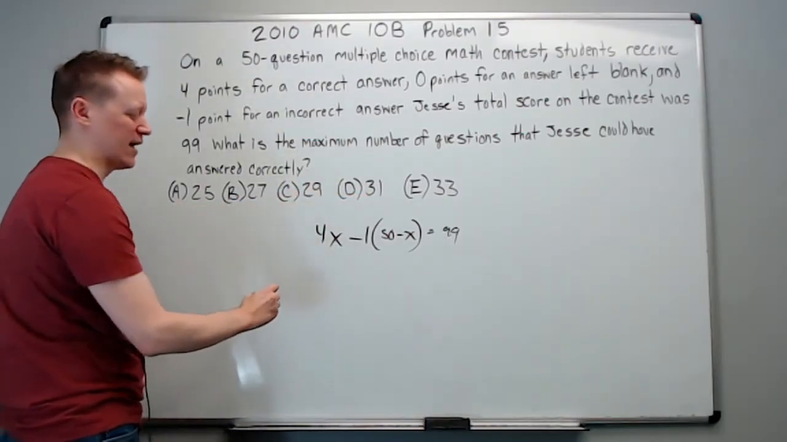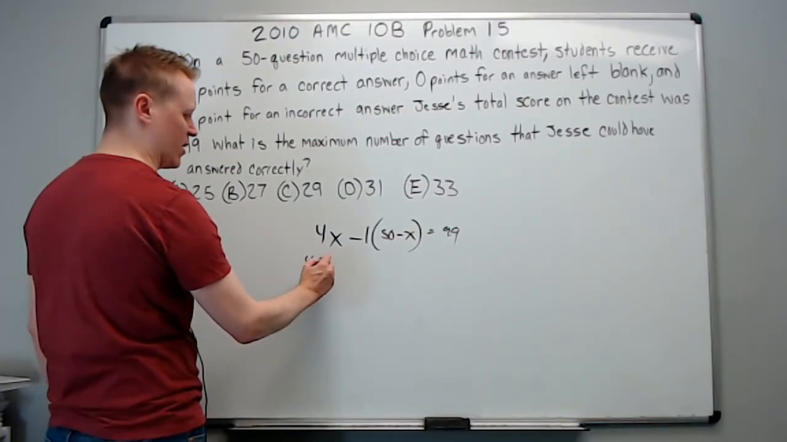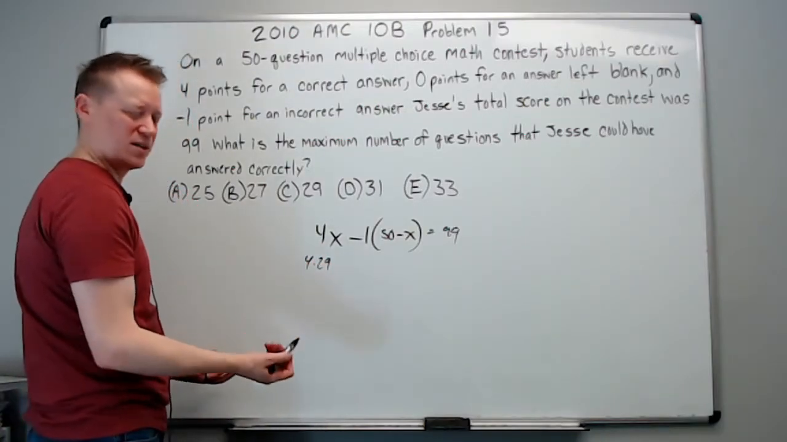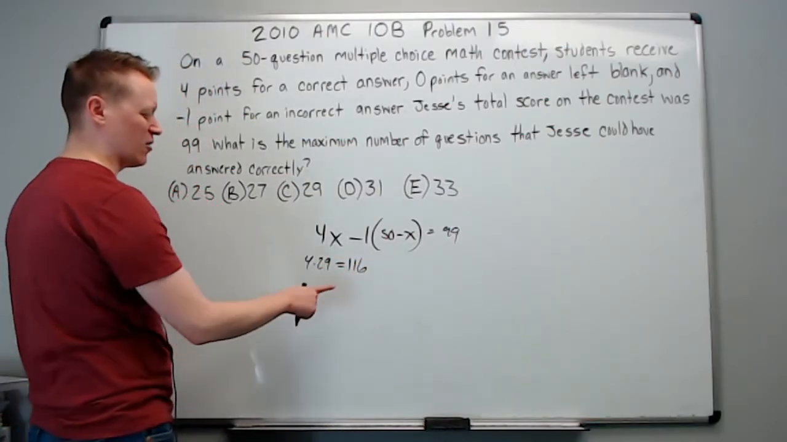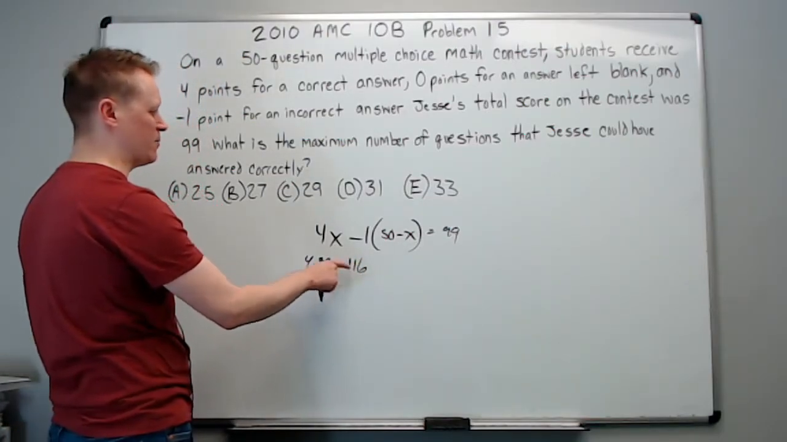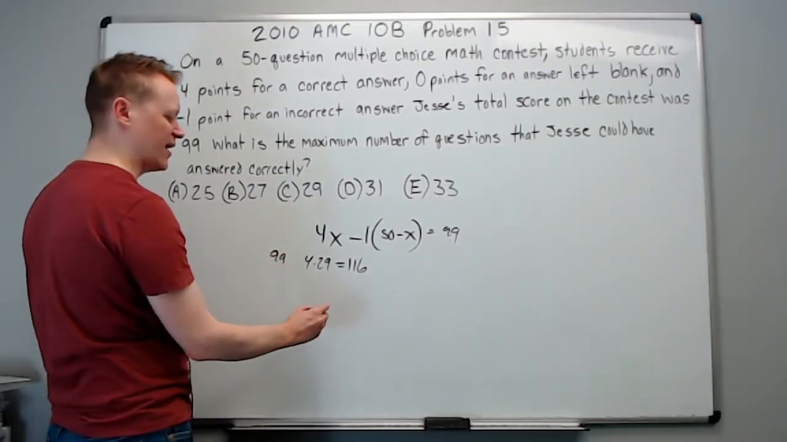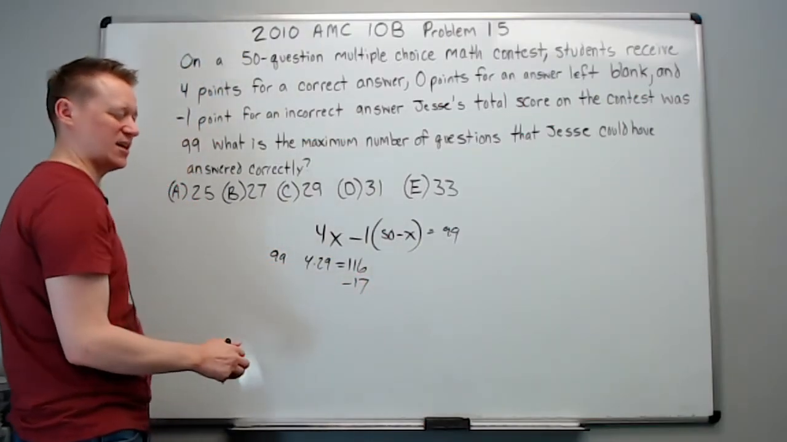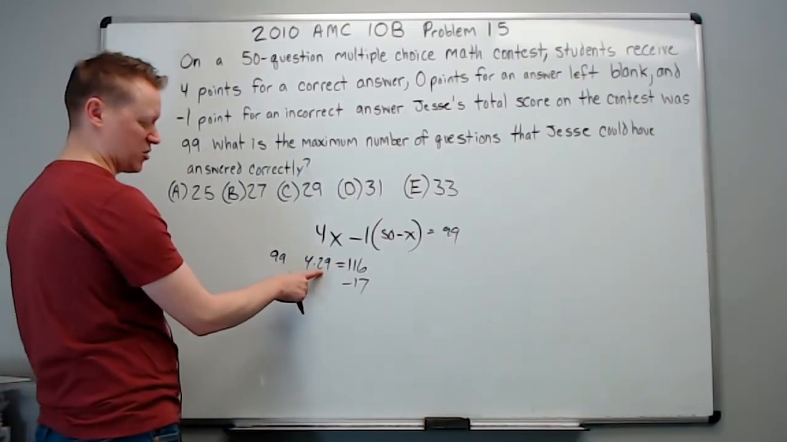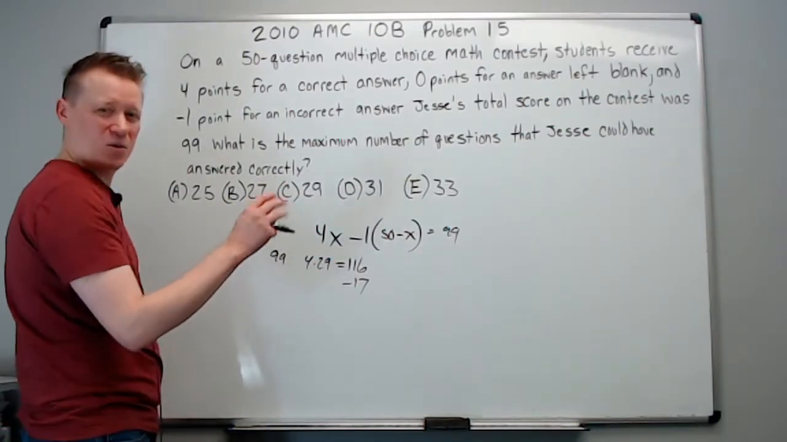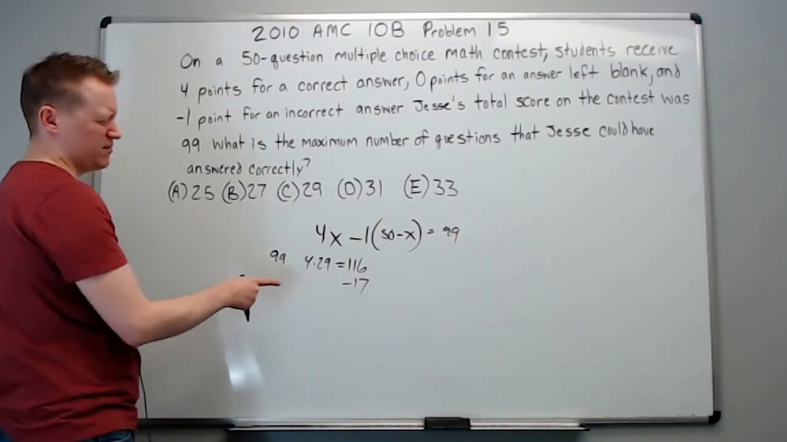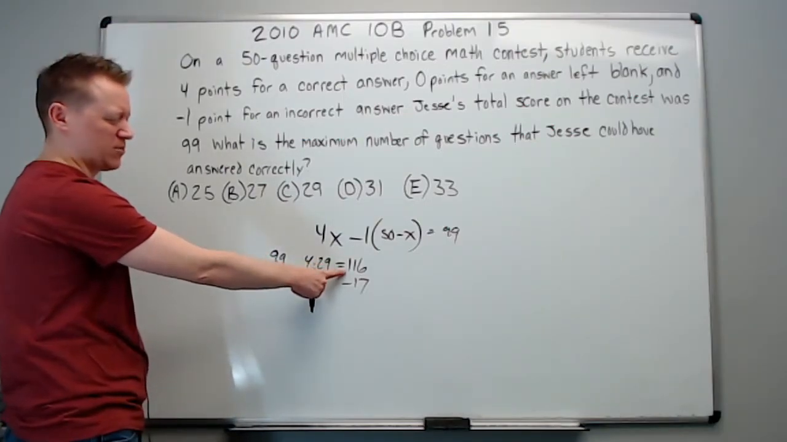So we'll try 29. What if he got 29 right? Well, 4 times 30 is 120, so if I subtract 4, this must be 116. Now, could he get from 116 back to a score of 99? Yes, if I simply got 17 wrong and skipped the rest. And that's 29 plus 17, that's less than 50 total questions. The other ones could be considered skips. But it seems like there's a lot of play in this number. We could probably get a little higher.